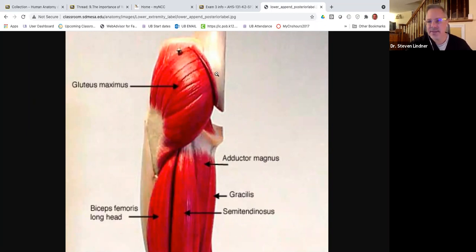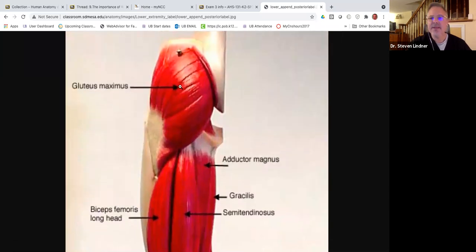It originates here on the sacrum and a little bit of the ilium, the posterior ilium. And the insertion is on the iliotibial tract or the iliotibial band. It is a primary hip extensor. It is a strong extensor of the hip. That is your stairmaster muscle, or the muscle that helps you go from a seated position to a standing position. That's called hip extension.